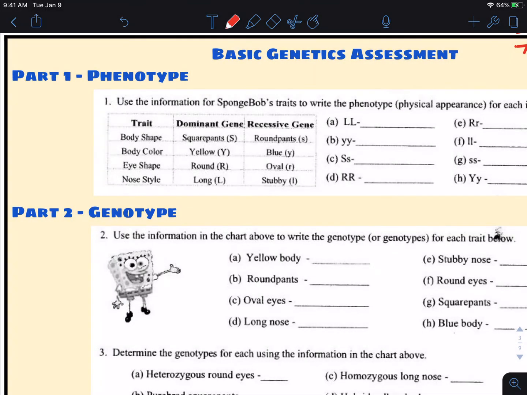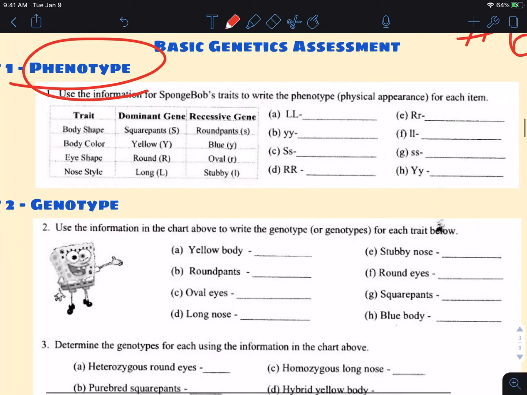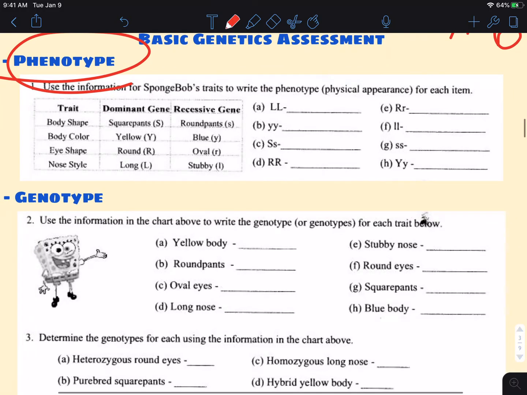Part number 1 is all about the phenotype. If you remember, the phenotype is the actual physical characteristic. That is the thing I put a lot of emphasis on: phenotype, or physical, right? It's got that same F sound. So that's how we're going to remember that phenotype means physical. If I give you a genotype, if I give you letters, the genes behind it, what would be the resulting physical characteristic, the phenotype?